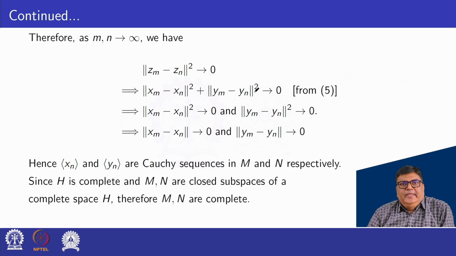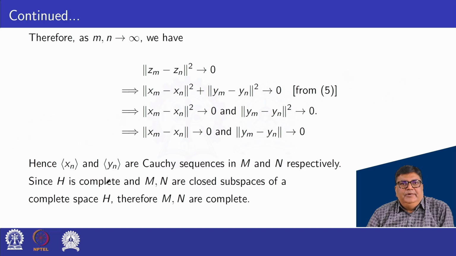Since the norm is non-negative, the first term tends to 0 and also the second term tends to 0. Taking the square root of both sides implies that norm of xm minus xn tends to 0 and norm of ym minus yn tends to 0 as m, n tend to infinity. This shows that xn and yn are Cauchy sequences in M and N respectively.